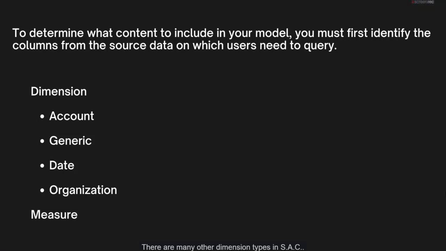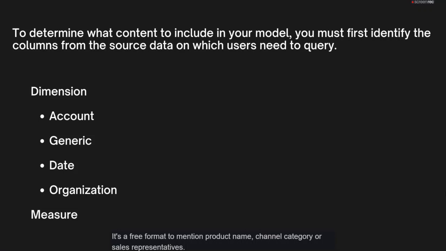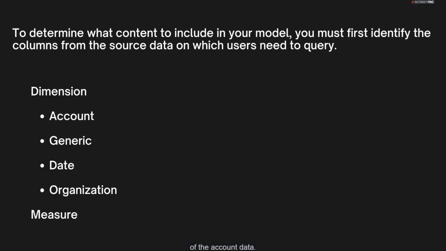There are many other dimension types in SAC. The most used one is generic. It's a free format dimension like product name, channel category, or sales representatives. Date represents the date and time of the data, and you can also have more than one date dimension in a model or story. The organization dimension is not mandatory in a model, but it gives us an organizational analysis of the account data. For example, an organization dimension could be based on operating units, geographic entities, or cost centers. Measure represents transactional data like sales and price, and of course if you think the automatic ones are not very accurate, you can change the setting here.